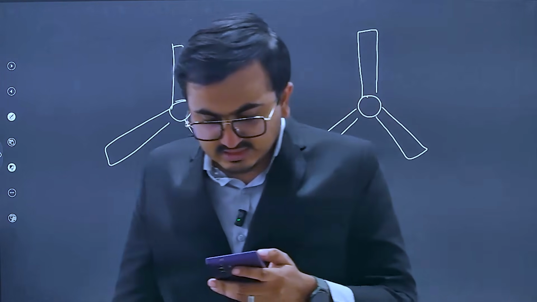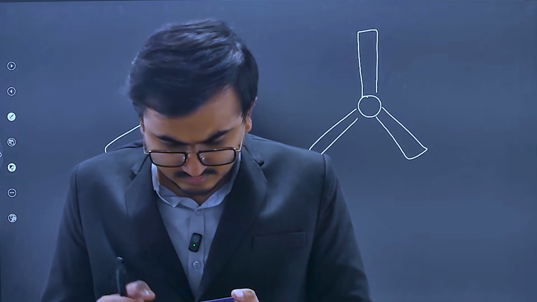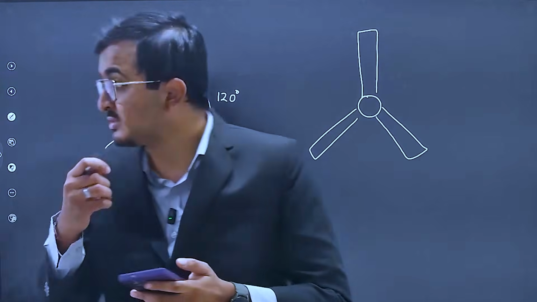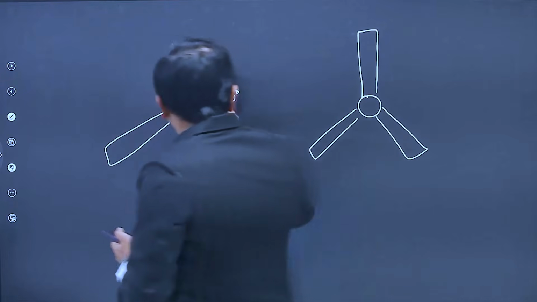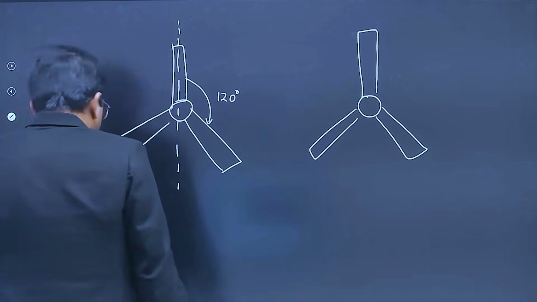So steps in unitary and ratio. Line symmetry is nothing but which divides them into two equal halves. For example, in this only, the line symmetry is this. Two equal halves.